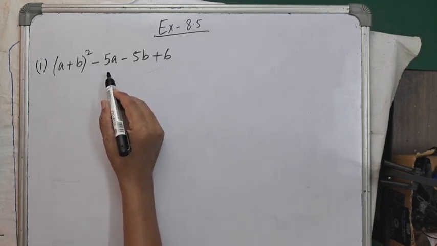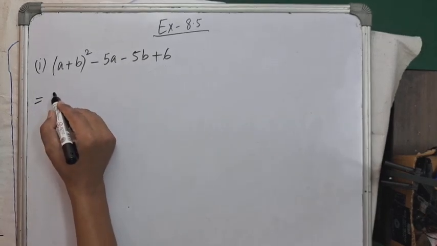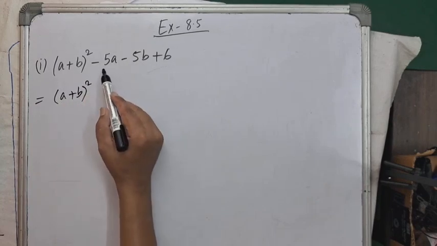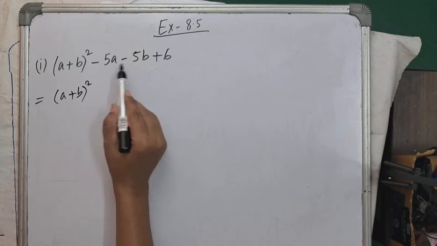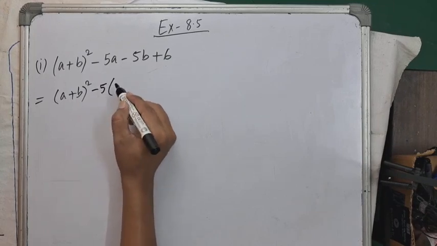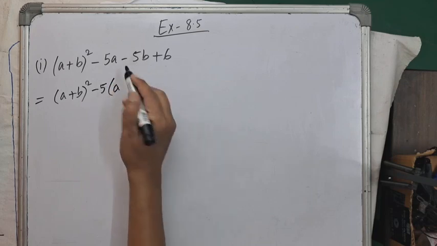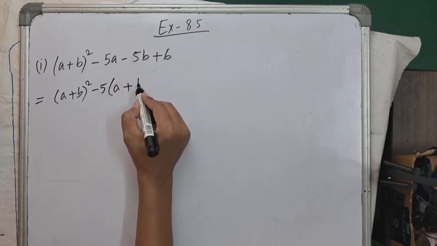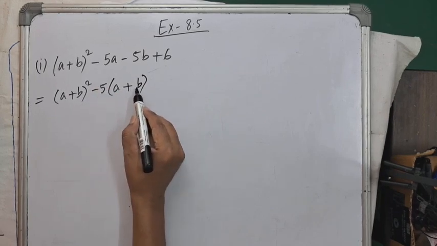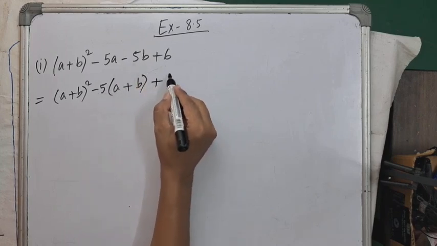Question number 1: (a + b)² − 5a − 5b + 6. Let's factorize this. We copy (a + b)² as it is. After that, we can see minus 5 in both the terms, so we take −5 common. Within the bracket remains a, and this minus changes to plus b. −5 into a is −5a, and −5 into b is −5b. Plus 6.